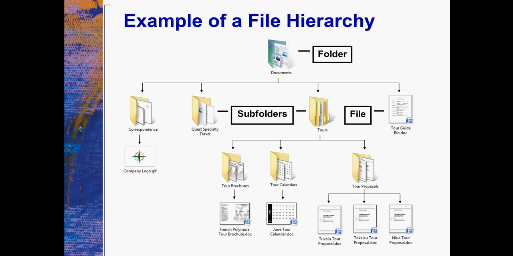In the first subfolder named Correspondence is one file named companylogo.gif. The companylogo.gif is a file inside the correspondence subfolder. This is a graphic file. How do I know it's a graphic file? I know it's a graphic file because of the file extension. Remember, a file extension, or simply extension, is a suffix at the end of a file name that indicates what type of file it is and is usually preceded by a period or dot. A .gif file is a graphic file.